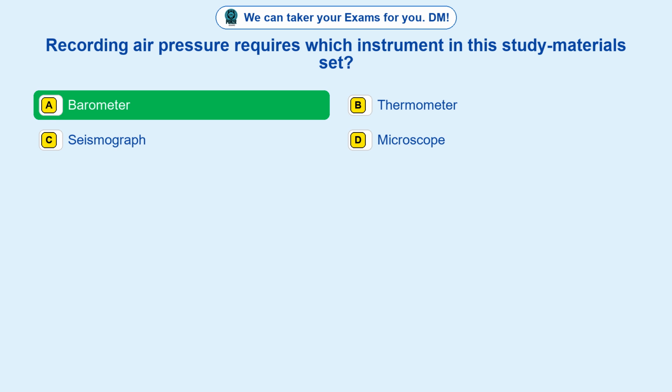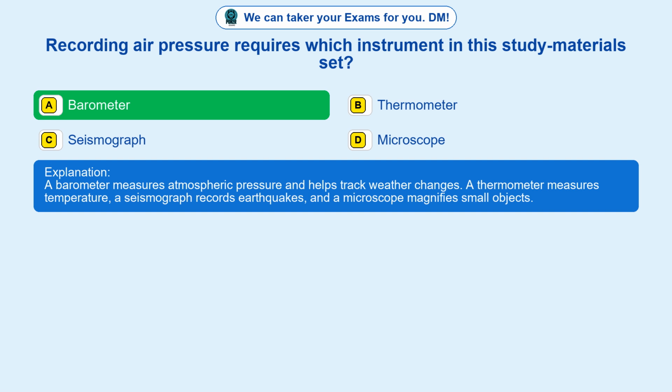Barometer. A barometer measures atmospheric pressure and helps track weather changes. A thermometer measures temperature, a seismograph records earthquakes, and a microscope magnifies small objects.